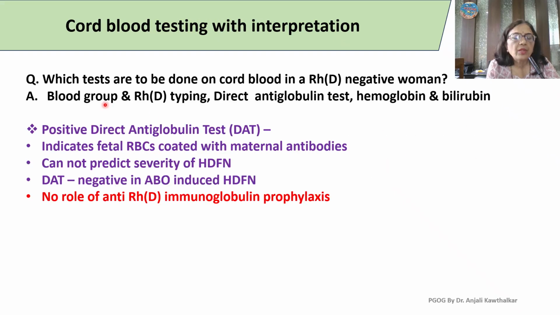Which tests are to be done on cord blood in an RhD negative woman? Blood group and Rh typing, direct antiglobulin test, hemoglobin and bilirubin. A positive direct antiglobulin test indicates fetal RBCs are already coated with maternal antibodies, but it cannot predict the severity of HDFN. The direct antiglobulin test is negative in ABO induced hemolytic disease of the fetus and newborn. There is no role of anti-RhD immunoglobulin prophylaxis if the direct antiglobulin test, the direct Coombs test, comes positive.